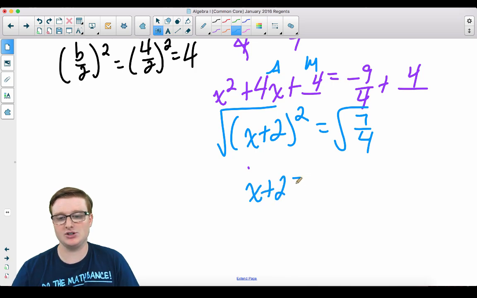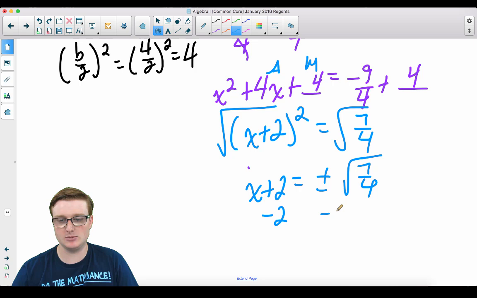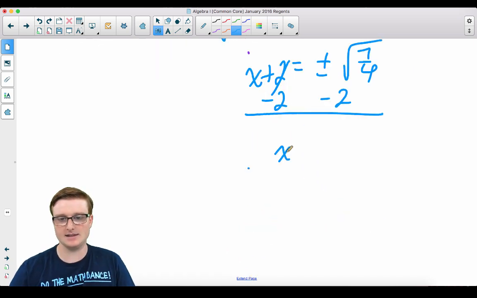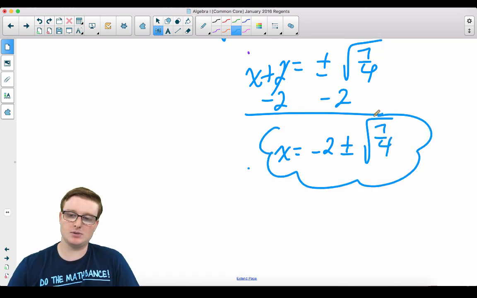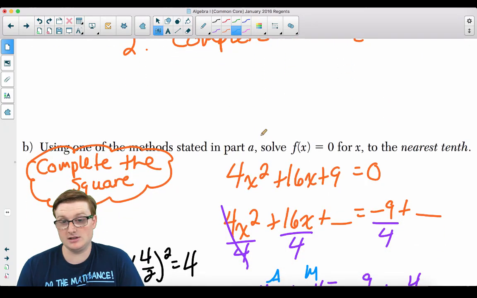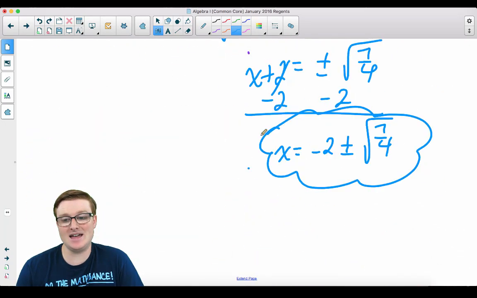Now you get x plus 2 is equal to plus or minus the square root of 7 fourths. Now we just subtract the 2 on both sides, and we get x is equal to negative 2 plus or minus radical 7 fourths. Now that's your answer, but the question is specifically saying solve for x to the nearest tenth. So we actually need to plug this into the calculator.